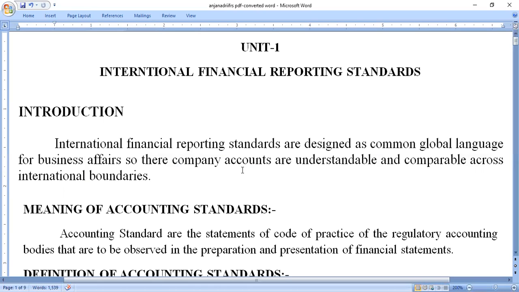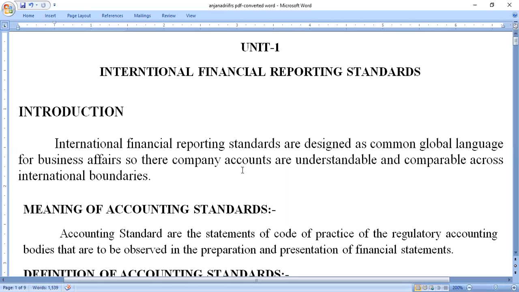See what they are telling in the introduction part, why they are implementing the IFRS standards. Different countries follow their national accounting standards. That is what we call GAAP, generally accepted accounting principles. So this national GAAP is prepared and followed by the different countries. For example, India has different accounting standards when compared with the American US accounting standards.